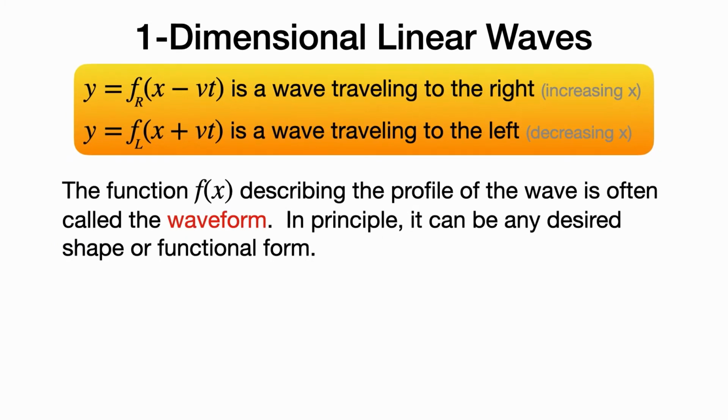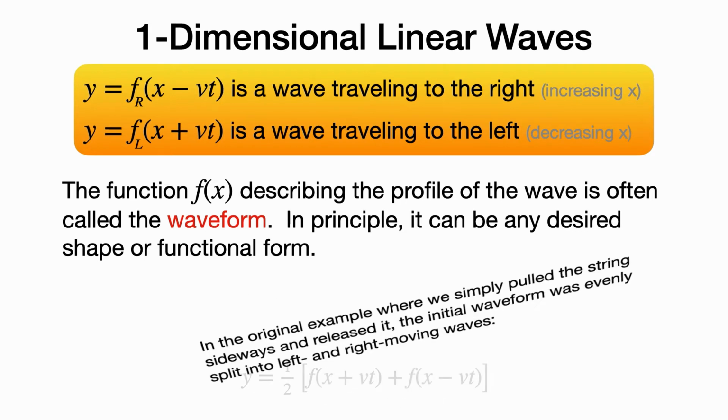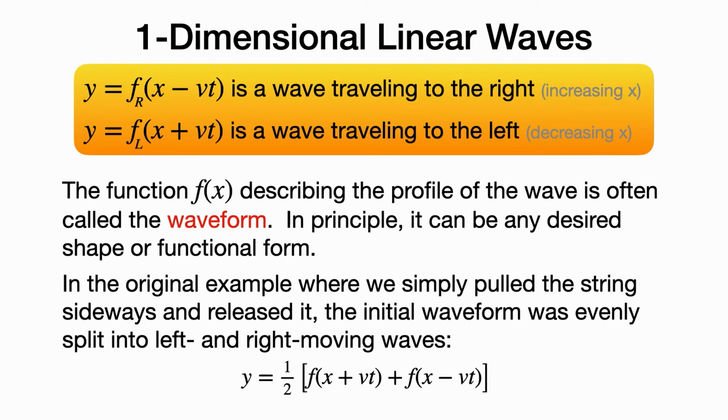The function f of x describing the profile of the wave is often called the waveform. In principle, it can be any desired shape or functional form you like. In the original example, where we simply pulled the string sideways and released it, the initial waveform was evenly split into left and right moving waves. That is, 1/2 of f of x plus vt plus f of x minus vt. In order to get the wave to move only in one particular direction, we had to be very careful in how we created the initial profile.